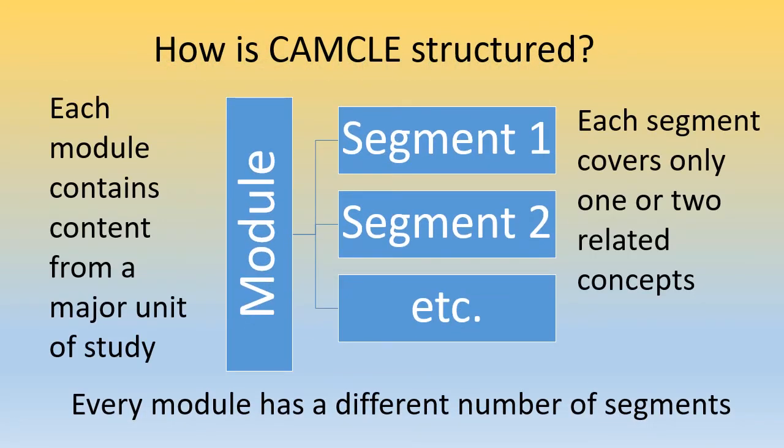So how is CAMCLE structured? Well, large ideas in mathematics are contained in modules. Currently, we have 9 modules in the CAMCLE program, but each module is broken into several segments. Some modules have 4 segments, some modules have 9 segments. It depends on how much work is in there and how much we want the student to do in one small amount of time. So each segment will cover only 1 or 2 related concepts with only a few objectives.